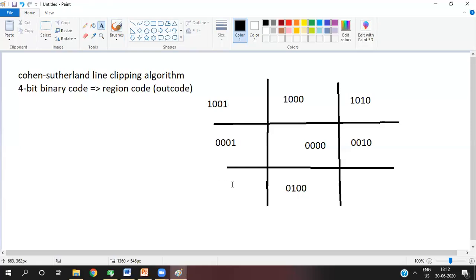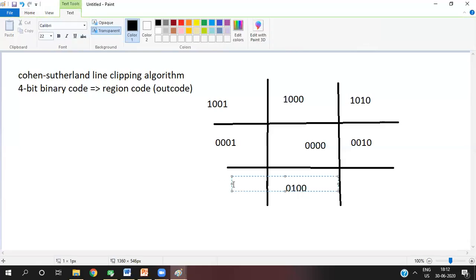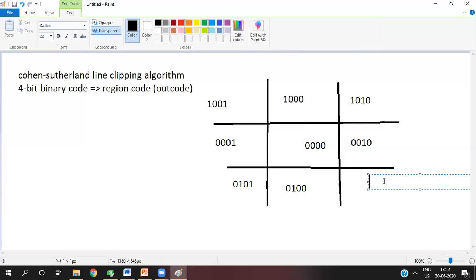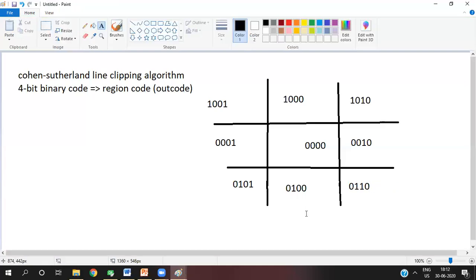What about this portion? Below portion. What is the code? Sorry, 0101, like this. What about this portion? What is the code over here? The code is 0110, like this. So this is basically a 9-region code defined by the Cohen-Sutherland line algorithm.